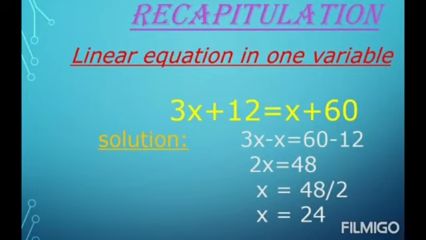x is equal to 48 by 2. Why? Because here you can see 2 is in multiplication with x. So when we transpose, we have to divide. So 48 by 2 will be 24. So the value of x will be 24. This is the solution of this equation, right?